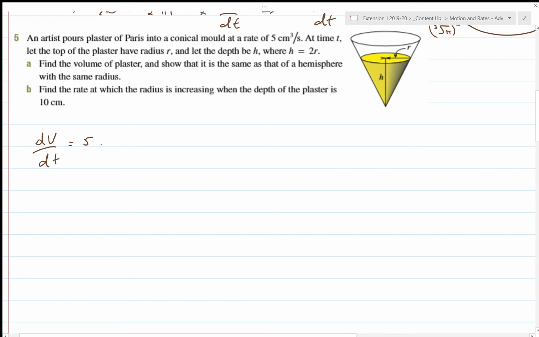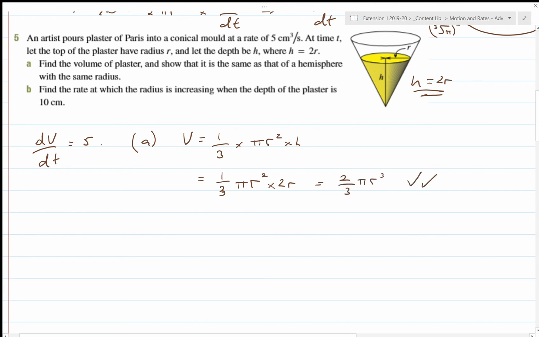At time t, let the top of the plaster have radius r, that's on the diagram, and the depth be h, where h equals 2r, which isn't on the diagram, so I'll just write it there. Find the volume of the plaster and show that it's the same as a hemisphere with the same radius. Okay, so it's a cone, so it's 1/3 of the relevant cylinder. So pi r squared times h. h is 2r. Pi r squared times 2r. So that's 2/3 pi r cubed, which is the same as the formula we had above.